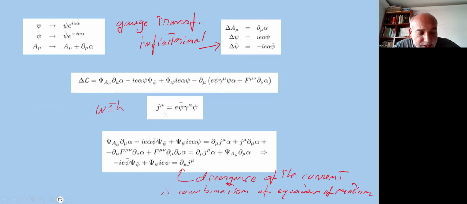If you define this quantity here, that you may recognize as the current, then this equation set equal to 0 becomes this, okay? And you can develop this and end up with this final equation, which is the core of Noether's theorem. There is a current whose divergence is a combination of the equations of motion, so it vanishes on shell, okay? This is the core of Noether's theorem.